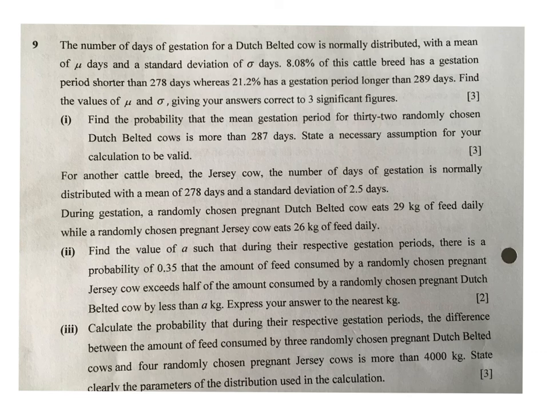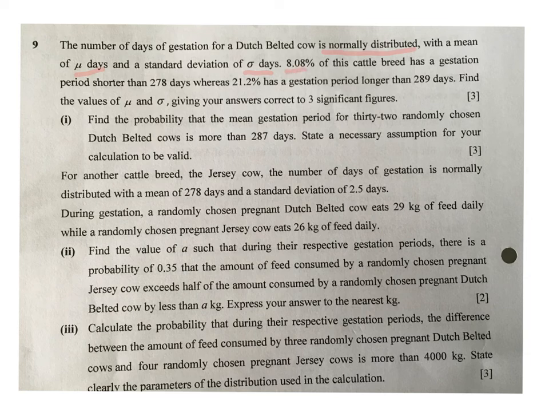Okay, this is a typical long normal distribution question where you need to read through the whole question very carefully, decipher the information slowly before you go on to do the question. Because the question is very long, you need to start slowly. The number of days of gestation for a Dutch belted cow is normally distributed with a mean of mu days and a standard deviation of sigma days. So from here, we go on slowly to process the information.